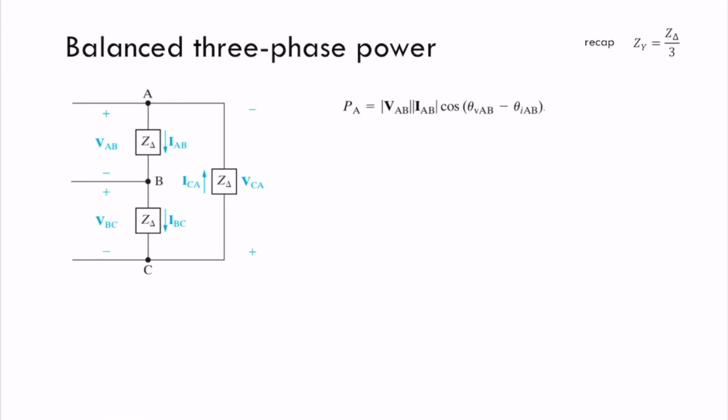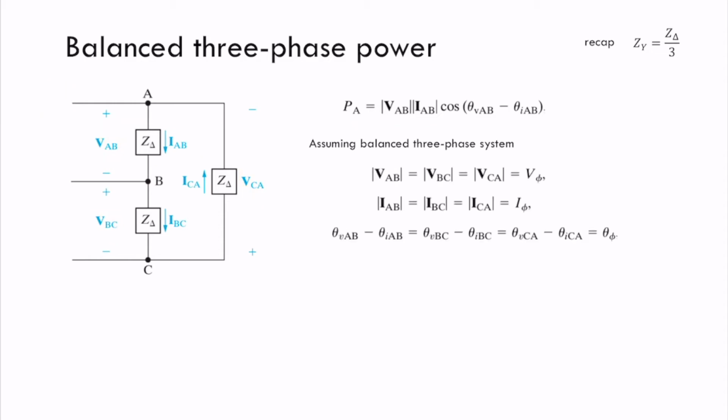Now let's see what happens when we have a delta configuration. We understand that the three delta loads are the same, so the system is balanced. We can again define the power that we are sending through phase A. The power that is going to be received in this load by phase A is equal to the voltage between A and B times the current between A and B. You see this is what is affecting this load. This is the power which is consumed.